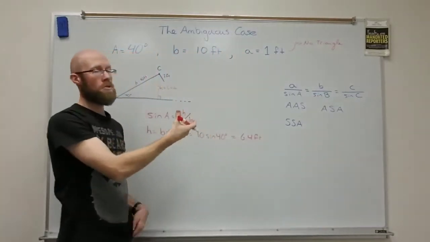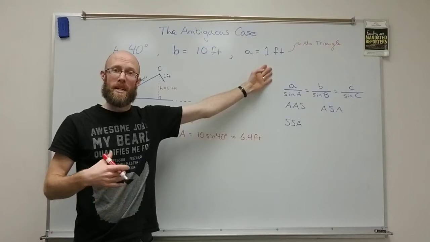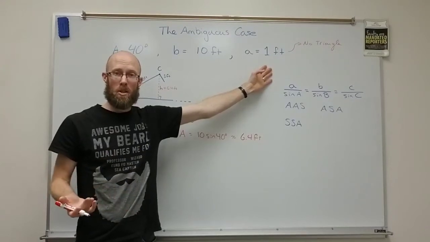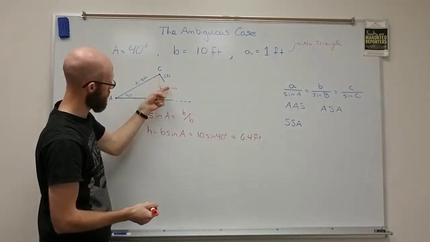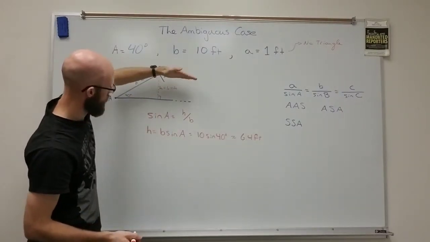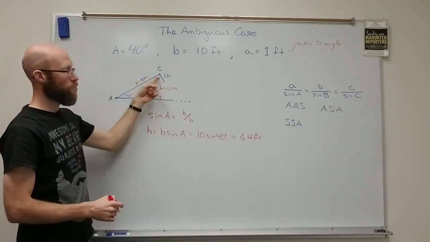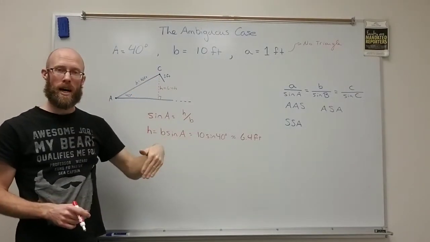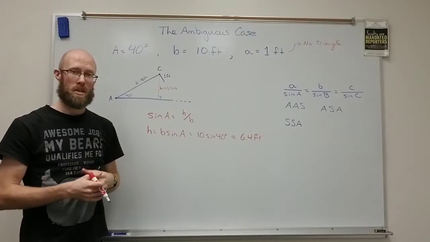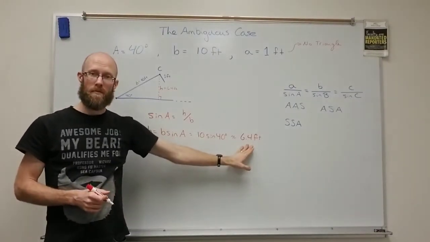So if I gave you 5 feet, for instance, right there, instead of 1 foot, it wouldn't have been as obvious, but it still would make no triangle because that 5 feet doesn't make it all the way down. And no matter what angle I swing it on, it's always going to miss, okay? Just like the 1 foot, no matter what angle I swing that on, it's still going to miss. It's not going to be long enough. So you have to get at least 6.4 feet here, okay?